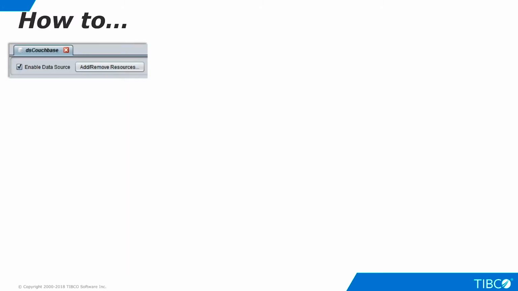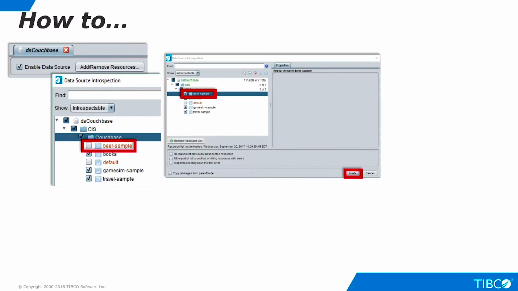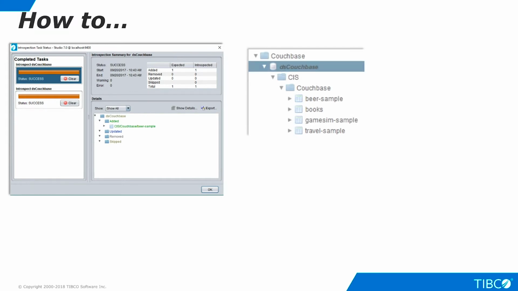Now we can introspect the beer sample bucket in TDV. In the adapter, click Add Remove Resources. Beer sample is not selected. Select it and click Next. Introspection is successful, and all selected buckets now appear in the Studio namespace.